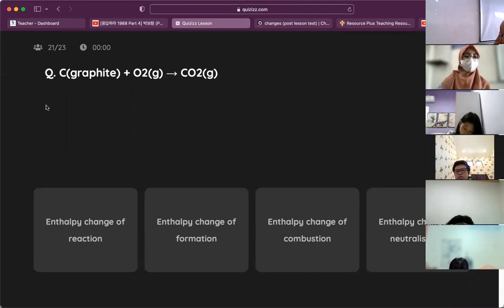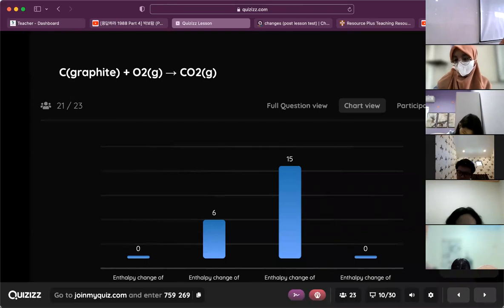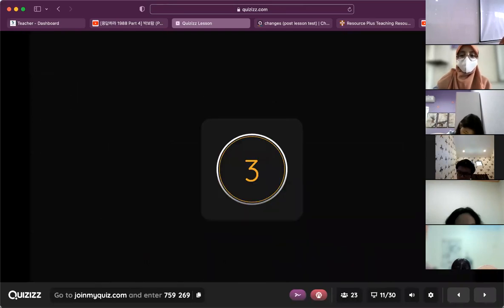Because this reaction can be classified as enthalpy change of formation as well as enthalpy change of combustion. It's combustion because it produces carbon dioxide, there is oxygen here, and 1 mole of substance is burned. It is also formation because 1 mole of carbon dioxide is produced from its elements in their standard states. Okay, any question? No? Okay, next one, please answer the third one.